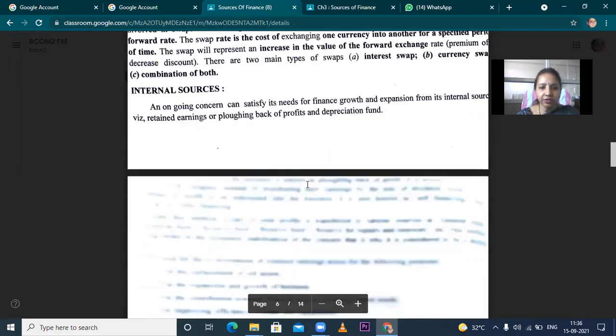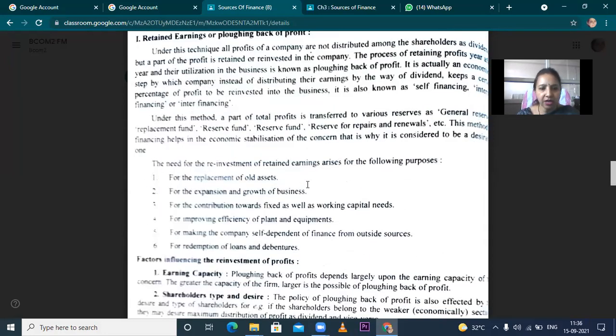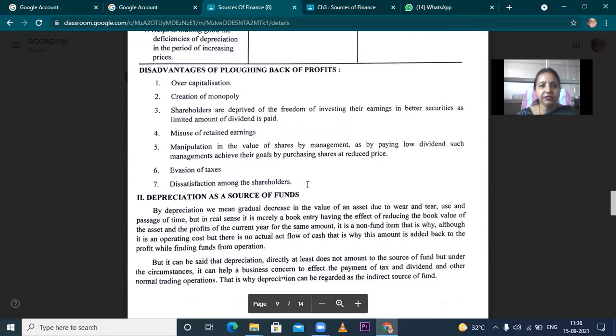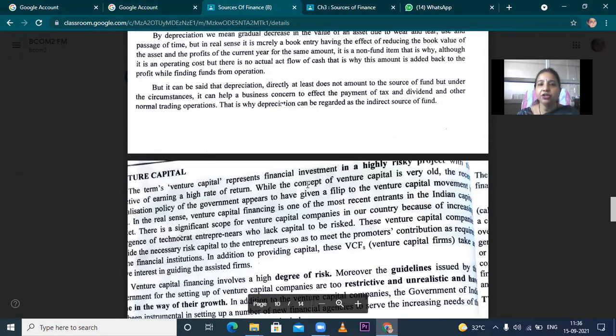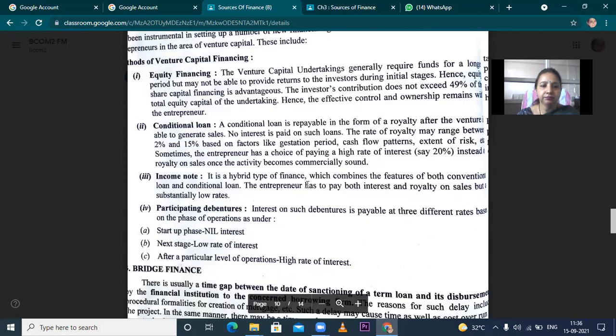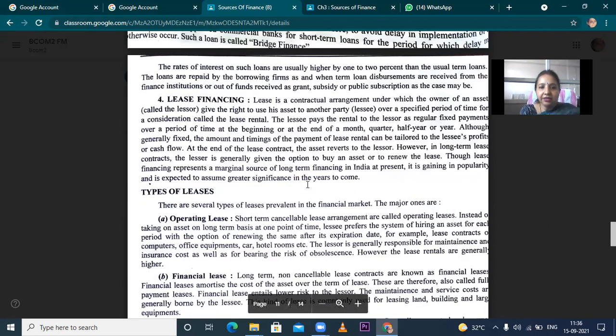Then some internal sources. This page is not proper. This is like retained earnings; we had already discussed. Then flowing back of profits, depreciation, generating your provision for depreciation, then venture capital, then bridge financing. That means the gap between the date of sanctioning of the term loan and disbursement of the money from the financial institution, that gap is bridge finance. At that time period, whatever money you need for the short time period is bridge finance. Okay. Then lease financing, then operating.